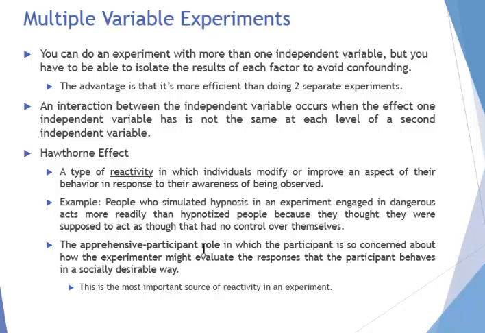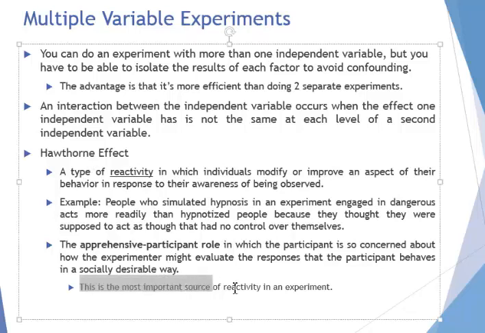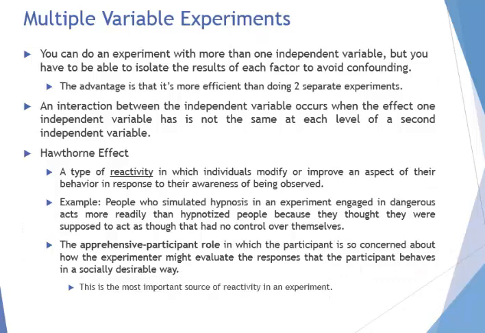The apprehensive participant role is kind of the opposite. The participant is so concerned about how the experimenter might evaluate the responses that the participant behaves in a socially desirable way. Actually, it's not really the opposite. That is the Hawthorne effect. This is the most important source of reactivity in an experiment, and of course, as we discussed before, one main way to get rid of that would be to not let the researcher know they're being studied, but that might not always be possible.